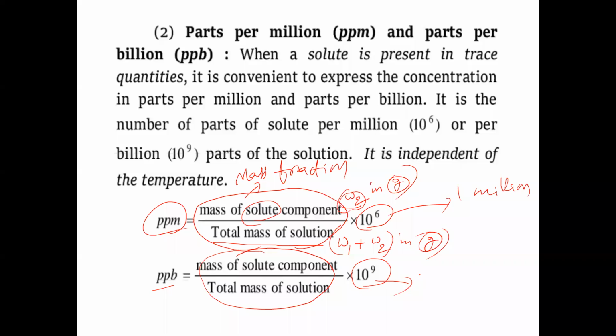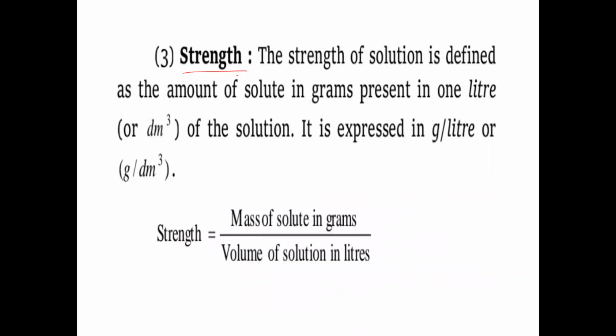So 10 power 9 is equal to what? 1 billion. 1 billion is equal to 10 power 9. 1 million is equal to 10 power 6. So here we take mass fraction, meaning mass of solute by mass of solution, W2 by W1 plus W2. Here W2 is mass of solute, and mass of solution means W1 plus W2 in grams, into 10 power 9, that is 1 billion, will give ppb. So ppm, ppb.